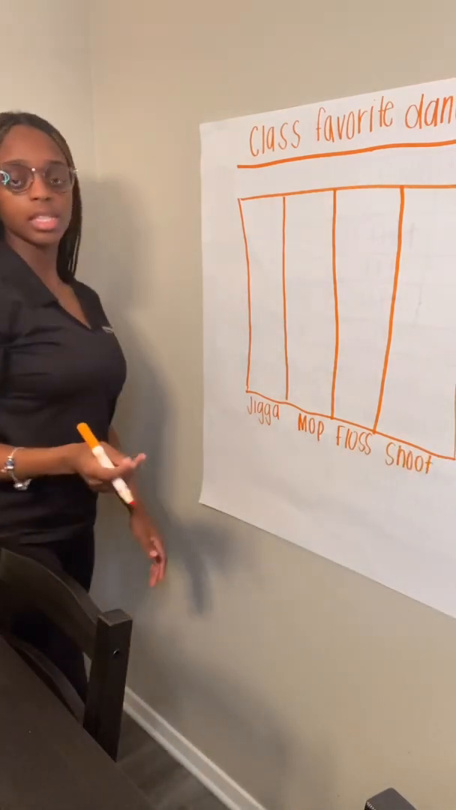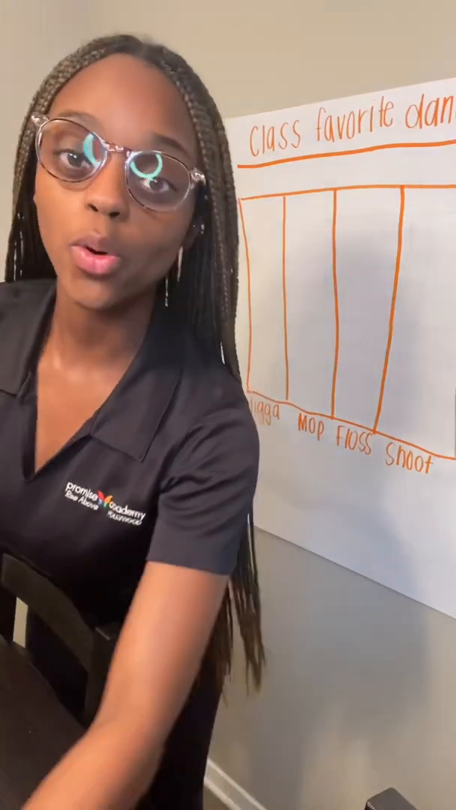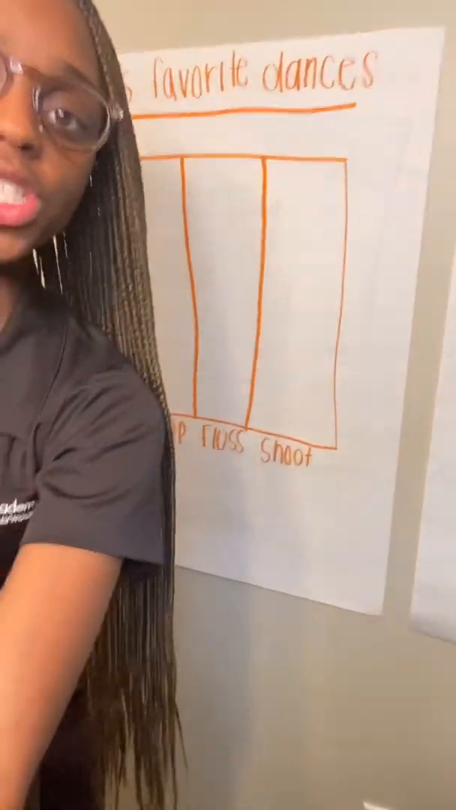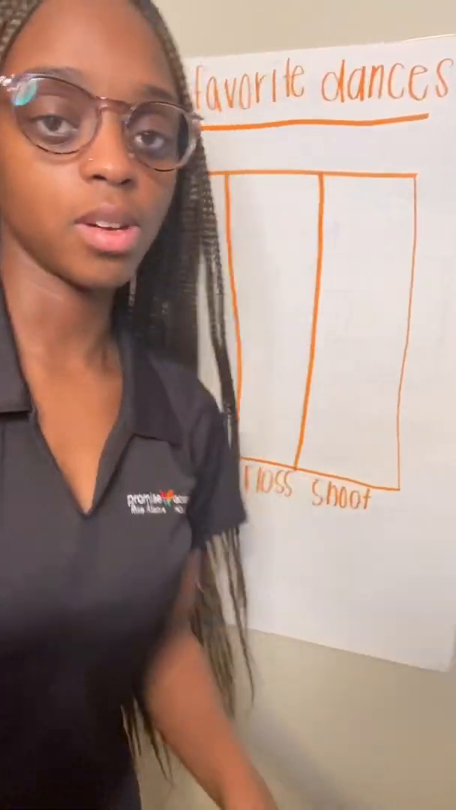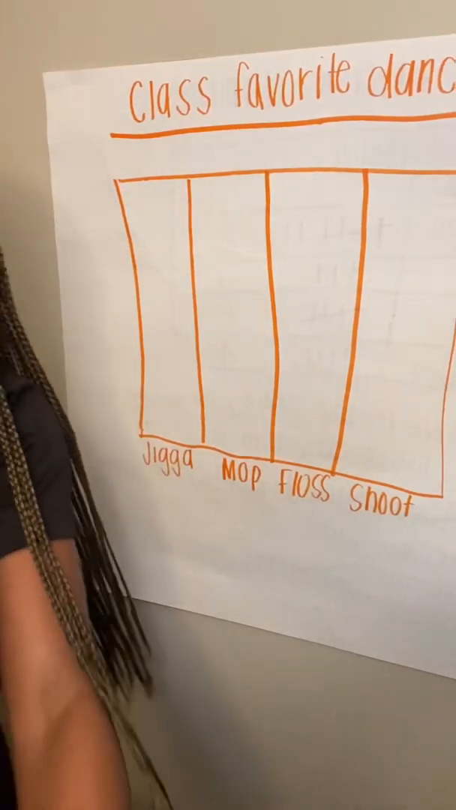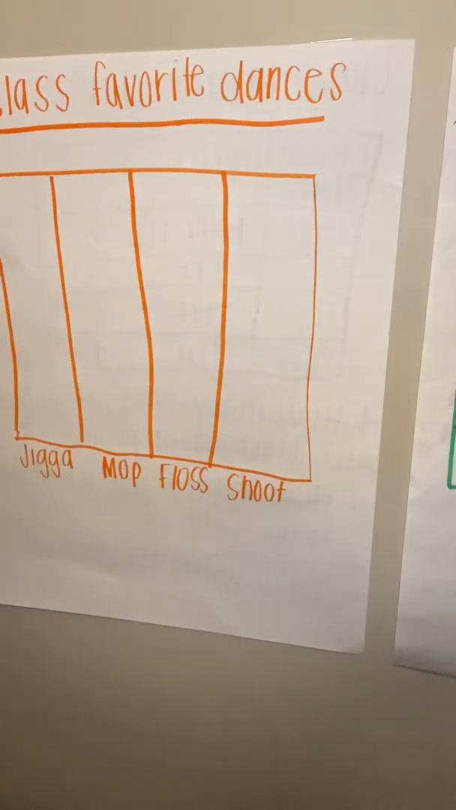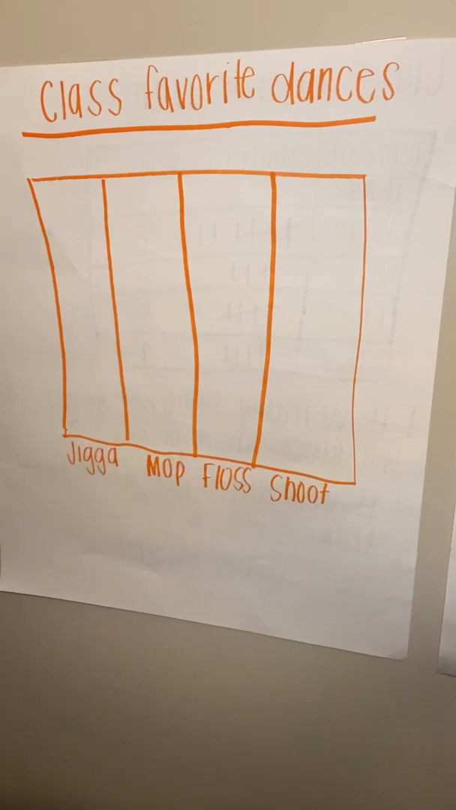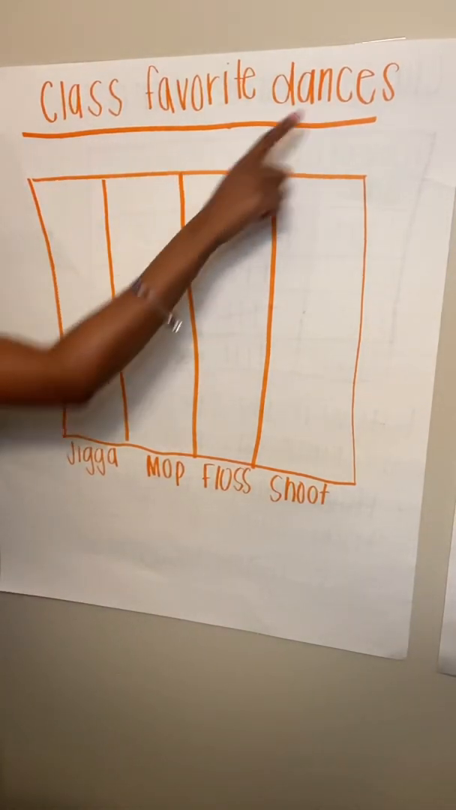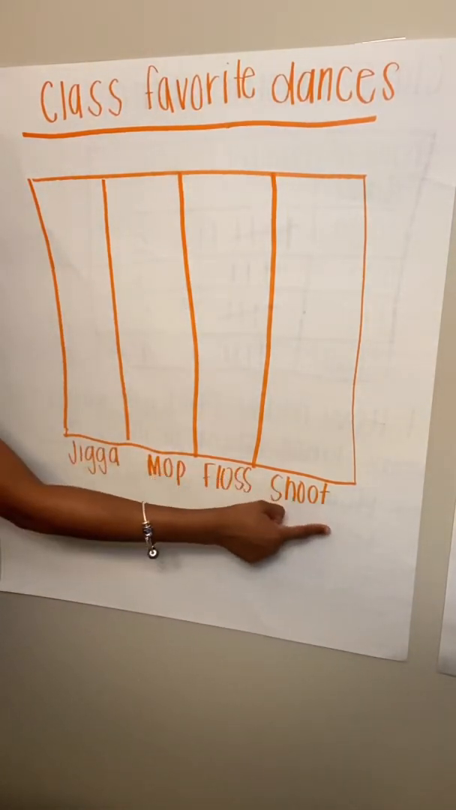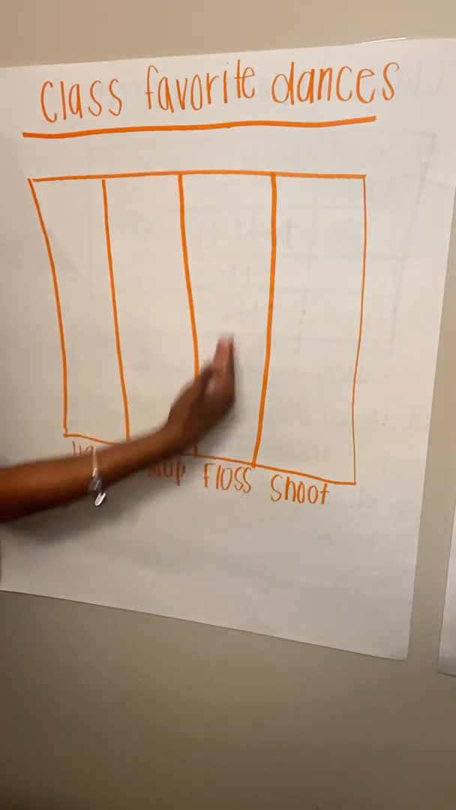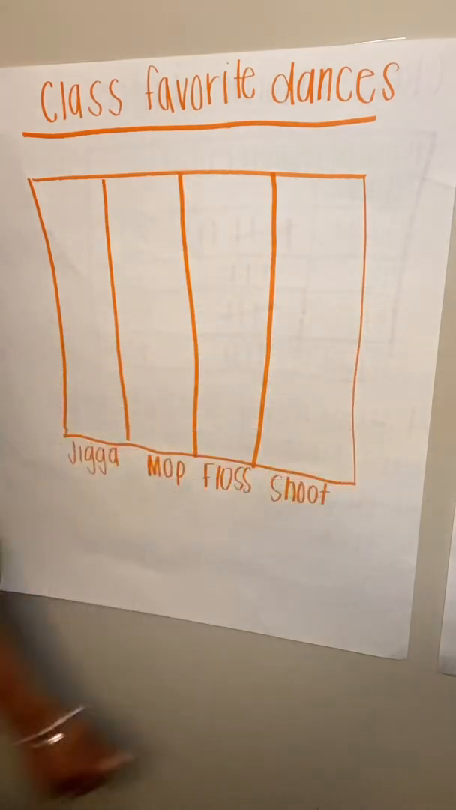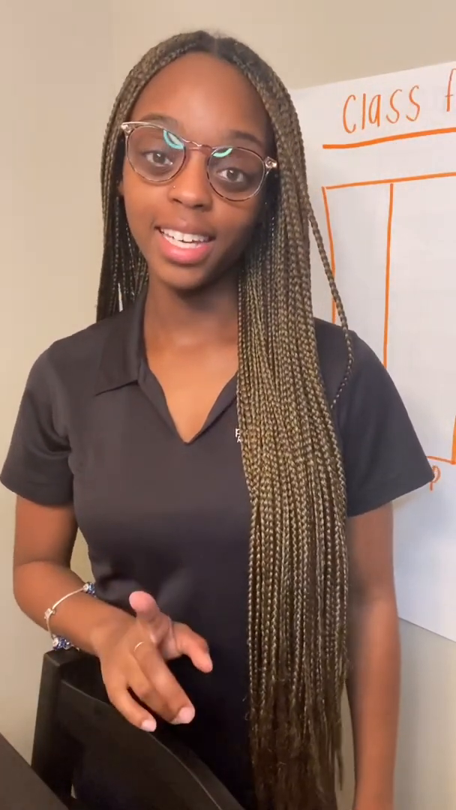So this is exactly how your graph should look. Let me move it so that you know exactly what I'm talking about. Okay. As you can see, we now have a title. We now have our categories, and we now have them partitioned off. Okay. Now, the last thing that we need to make is a legend.